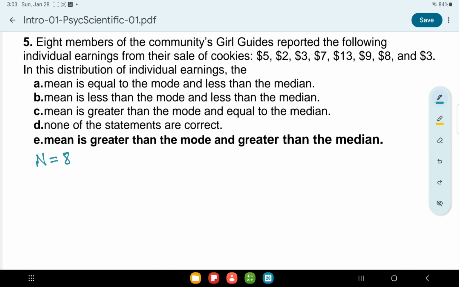Now, you scour the question and this distribution of individual earnings. What are we asking for? We're asking for the mean. How do we know? Well, we know this is about the mean because in almost every option there is the word mean. So we need to be thinking about the mean. What is the mean? The mean is the arithmetic average.